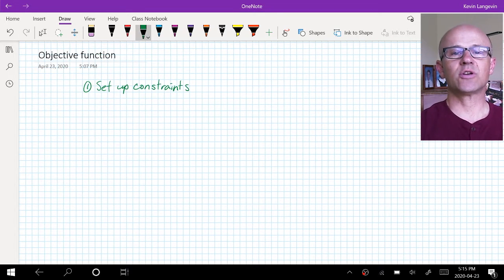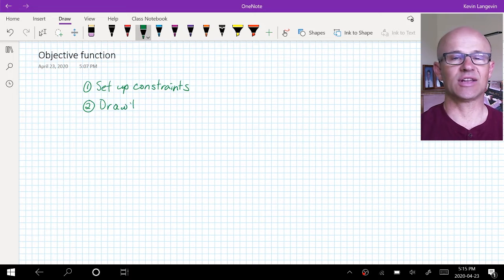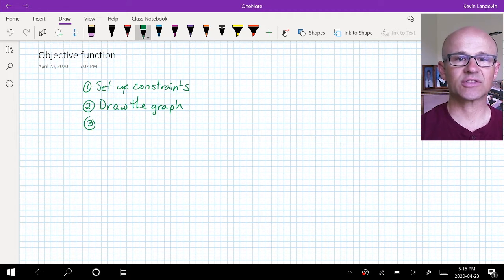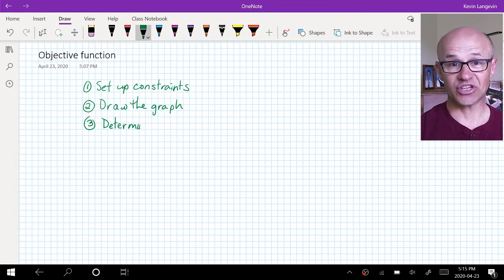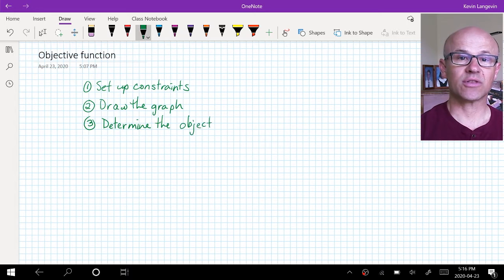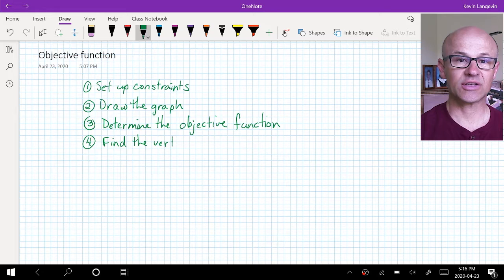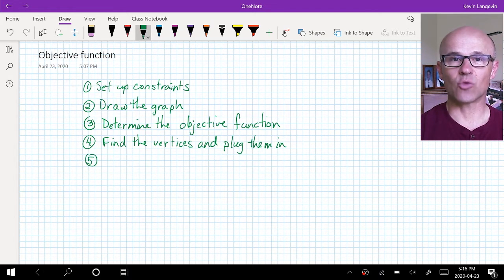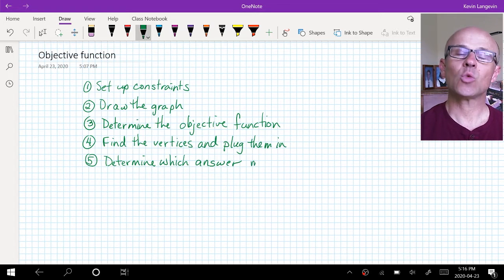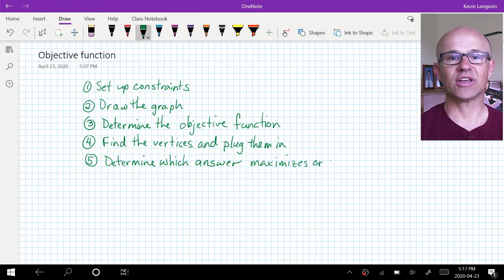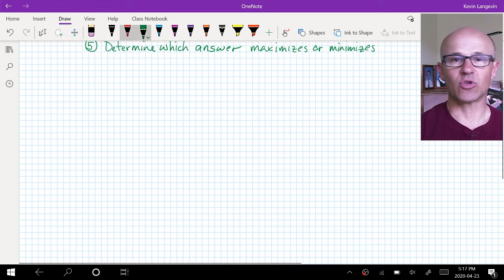So to do the objective function, we're going to do the same as we did last day. We're going to set up the constraints, draw the graph with our shading. We're going to determine the objective function based on what information is told us. And then we're going to find the vertices of where the common shaded region is. We'll plug these into the objective function and determine our answer. Our answer is usually the maximum or the minimum.